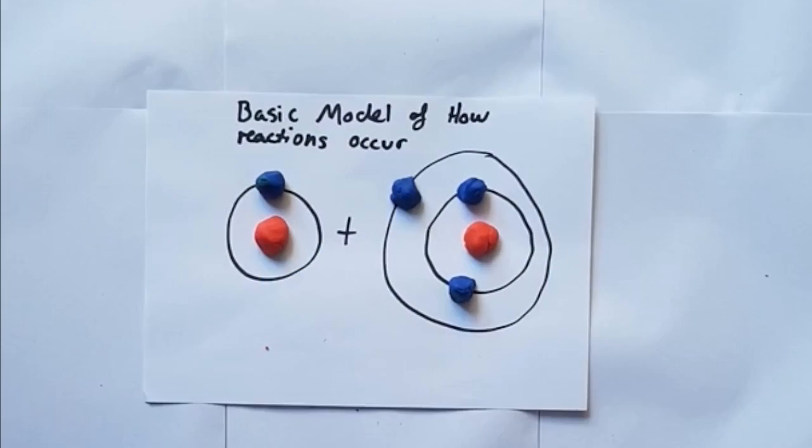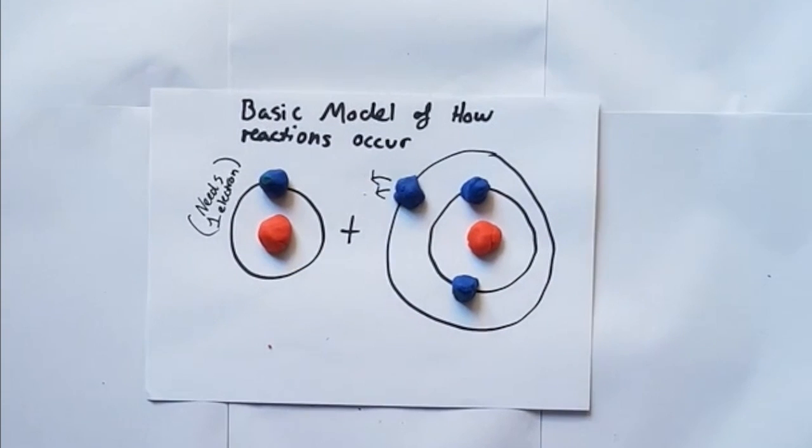Chemical reactions occur when a reactive element either gives away, takes, or shares electrons with another element in order to gain a full valence shell.